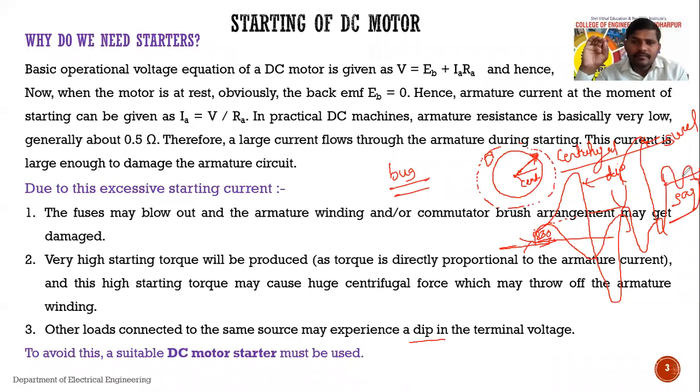Getting now? Yes sir. Okay, so in this way we will conclude today's lecture and we will stop here. In the next lecture we will see the types of starter, that is the 3-point and 4-point starter. Okay, we will conclude and we will stop.